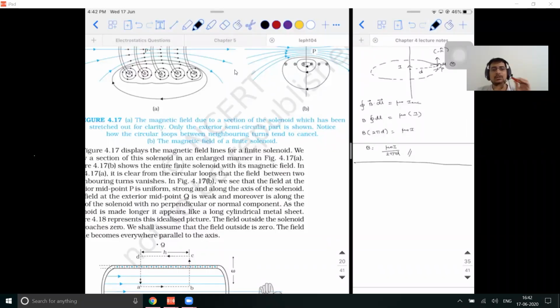Okay. So when you talk about the solenoid, now our work is to calculate what is the magnetic field due to the solenoid in between this rod. Okay, so that is what we are going to do. Now observe the diagram.